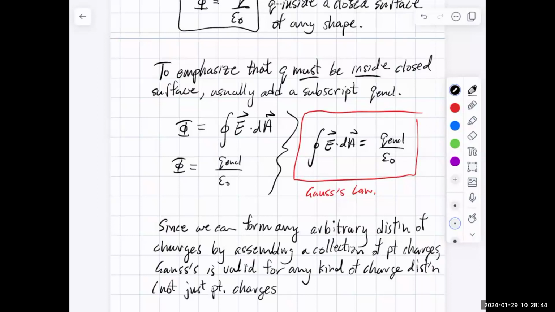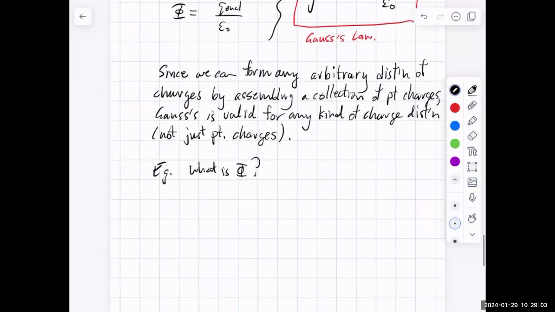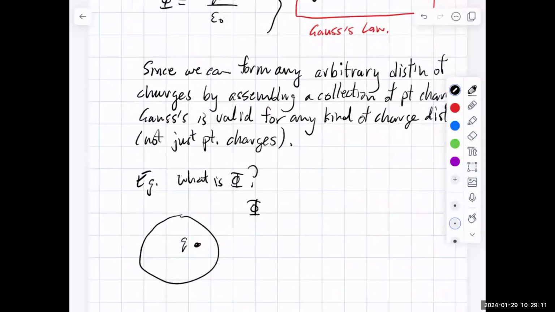Okay. So let's do some examples. So the question is, what is the flux through whatever surface I'm going to draw? All right, so let's say I have a spherical surface and I just place Q at some arbitrary position. What's the flux equal to?